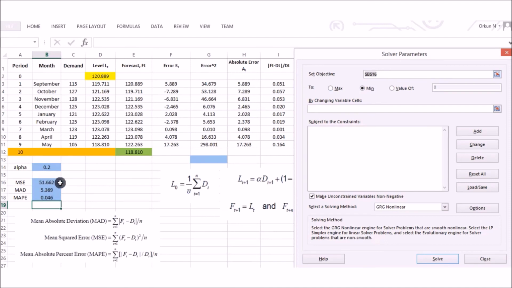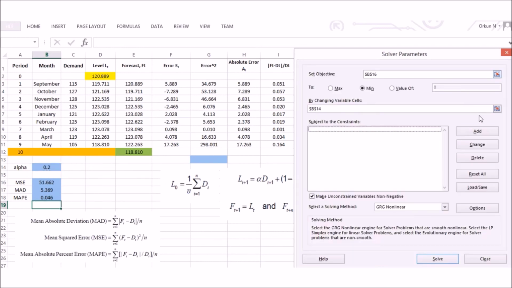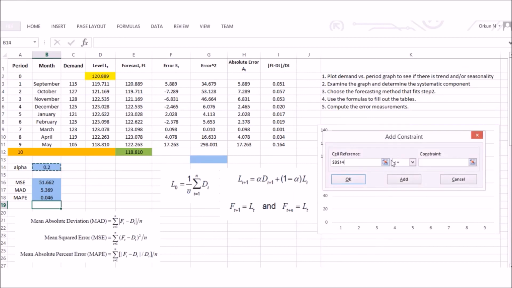If I were to choose MAD as my objective, like to minimize the mean absolute deviation, then I was going to choose B17 cell. If I wanted to minimize MAPE, I was going to choose this cell. My goal is to minimize this value, and by changing variable cells, my decision variable. So my decision variable is alpha. So B14 is the value that I want to find at the end. Constraints, my constraint is alpha must be between 0 and 1. By selecting this, I am good.